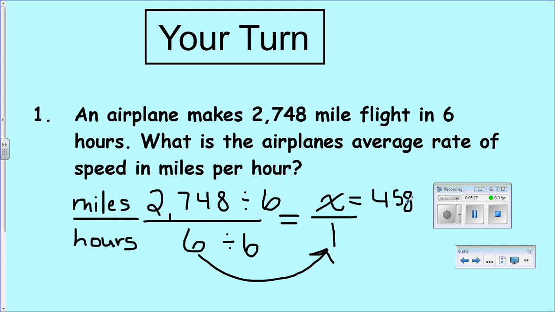So that's actually the speed of the plane. That plane is going 458 miles per hour. A typical car on the highway goes about 65 miles an hour. So it's almost 10 times as fast as a car.